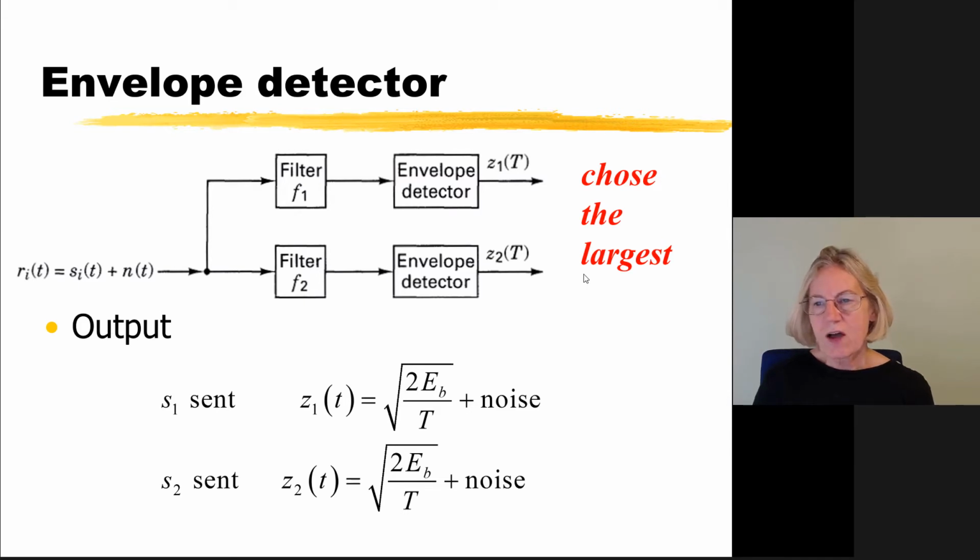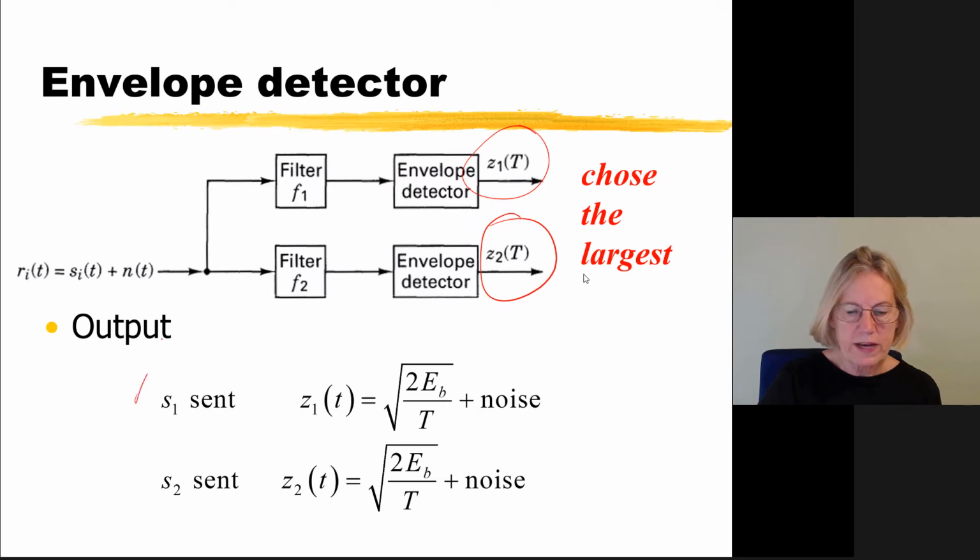So let's see now what's going on with this envelope detector. Let's take the simple binary case. We have two filters, and the output is two decision statistics, Z1 and Z2, and we're going to pick the largest. And what are these decision statistics? Let's consider the two cases: in the first case, symbol 1 is sent, and in the second case, symbol 2 is sent.